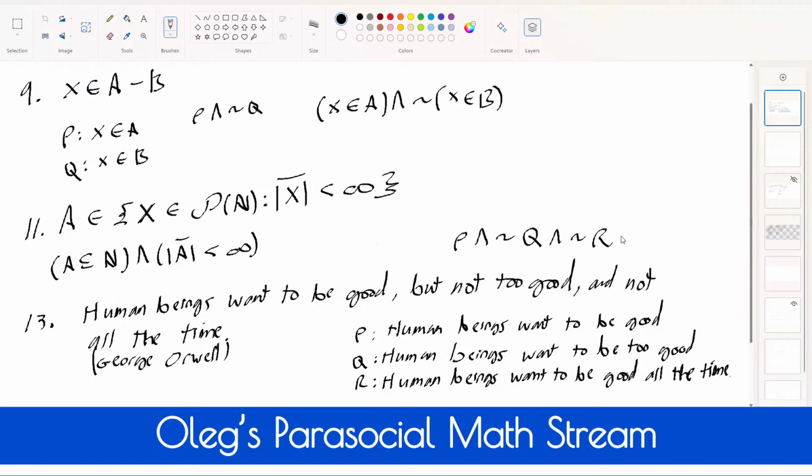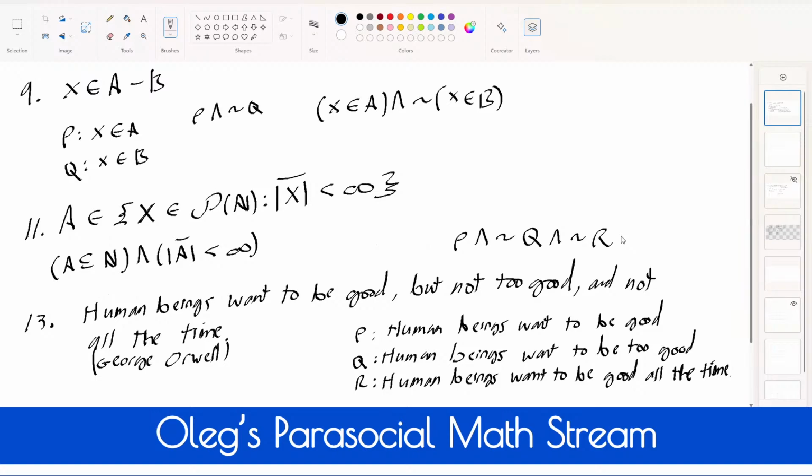Let's see what they say. P and not Q and not R. Human beings want to be good for P. Q, human beings want to be too good. Yes. R, human beings want to be good all the time. Now, it feels like I wrote word for word, which I did, but not because I looked at their answer. It's just because the logical structure of it made sense.